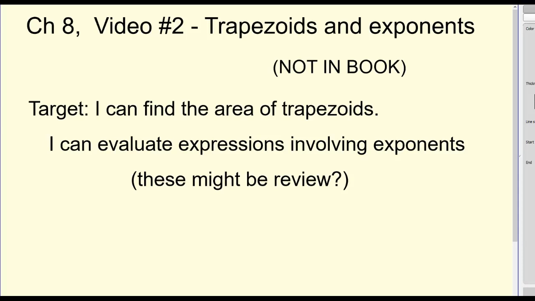So this is video number 2 for chapter 8. We're going to cover two things: finding the area of trapezoids, which we didn't talk about yet in the first video, and then also a quick review of how exponents work, so evaluating expressions with exponents. Okay, this is not stuff that's in your book.